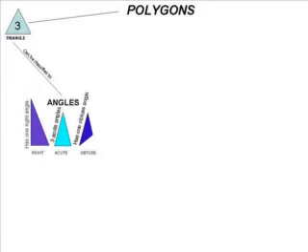An acute triangle has 3 acute angles, each angle measuring less than 90 degrees. An obtuse triangle has one obtuse angle which measures more than 90 degrees. The other 2 angles are acute angles.